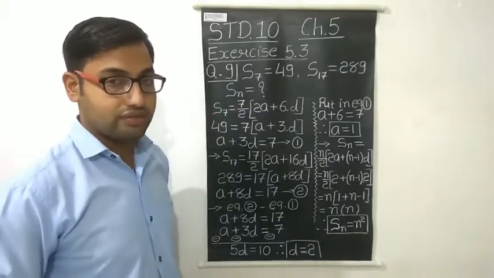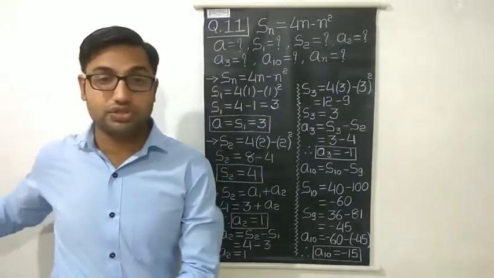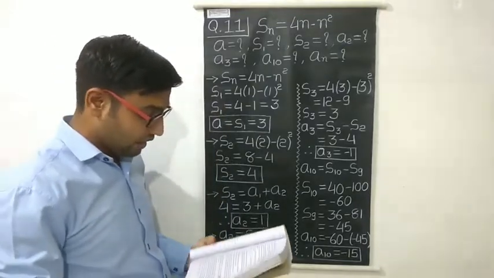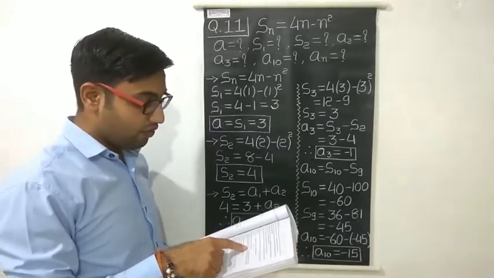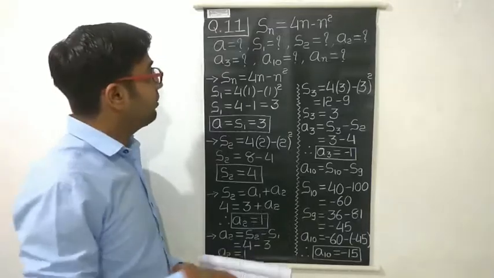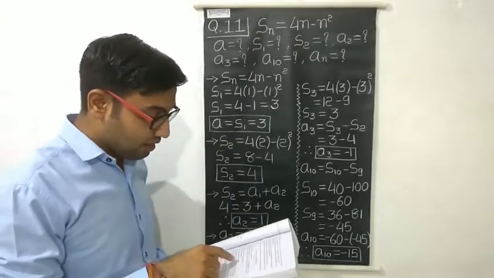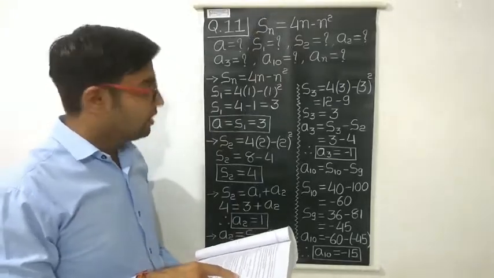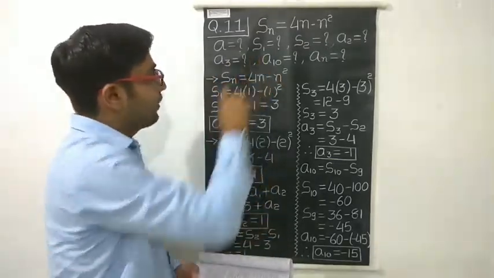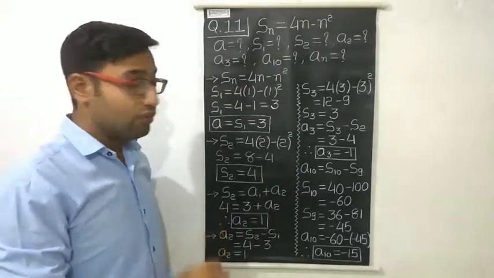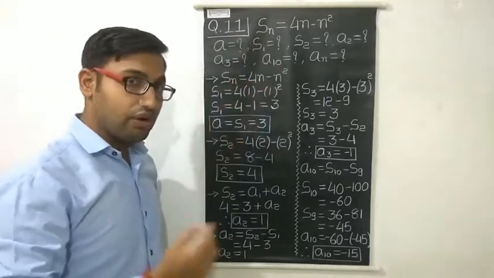Okay, so let us study question number 11. And what is the question? The question is, if the sum of the first n terms of an AP is 4n minus n square. So we are given the sum of the first n terms, Sn is equal to 4n minus n square. What is the first term? We have to find the value of the first term, that is S1. Also we have to find the value of S1, and check whether the first term and S1 are both equal or not.